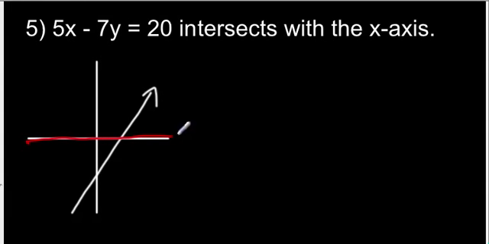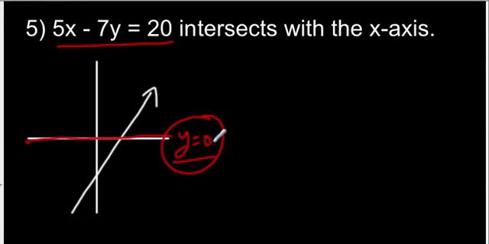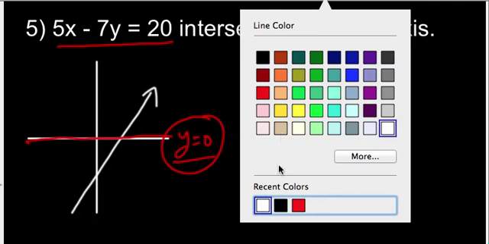Now keep in mind that this line right here is y equals 0. The x-axis is represented by y equals 0. So really we have two equations. This is our first equation and this is our second equation. But we already know that y equals 0, so we can just sub that into the first equation. So that sort of makes our life a little bit easier.